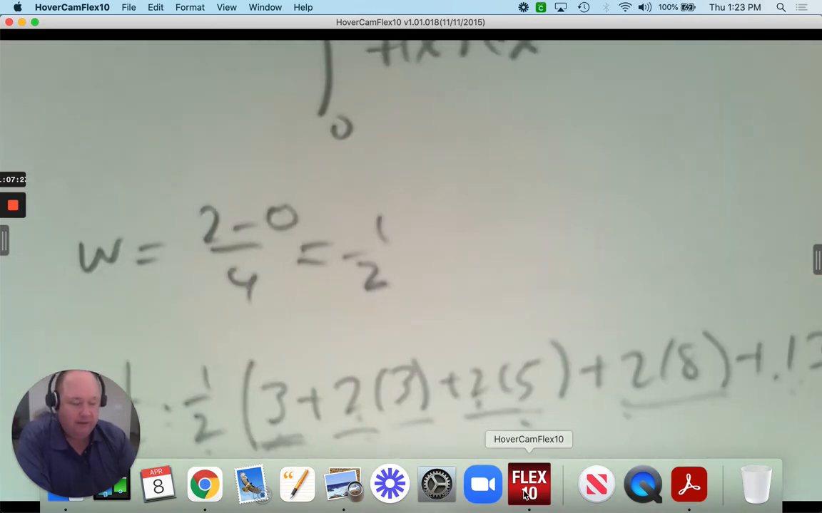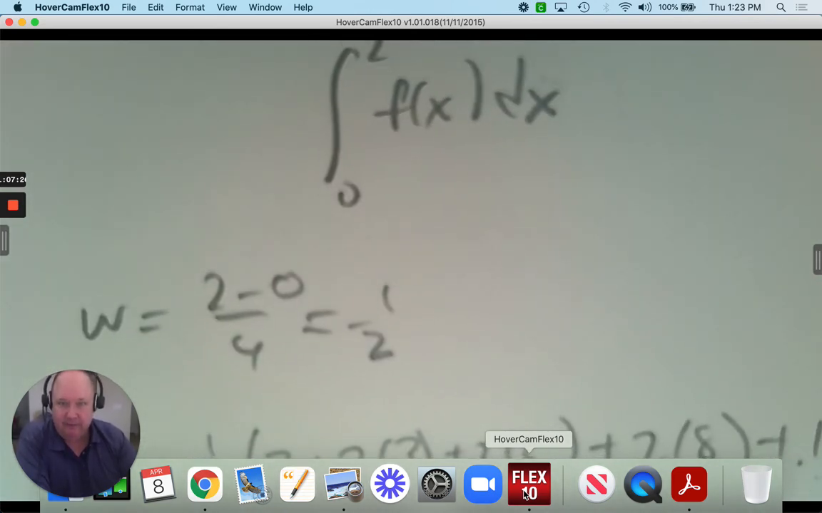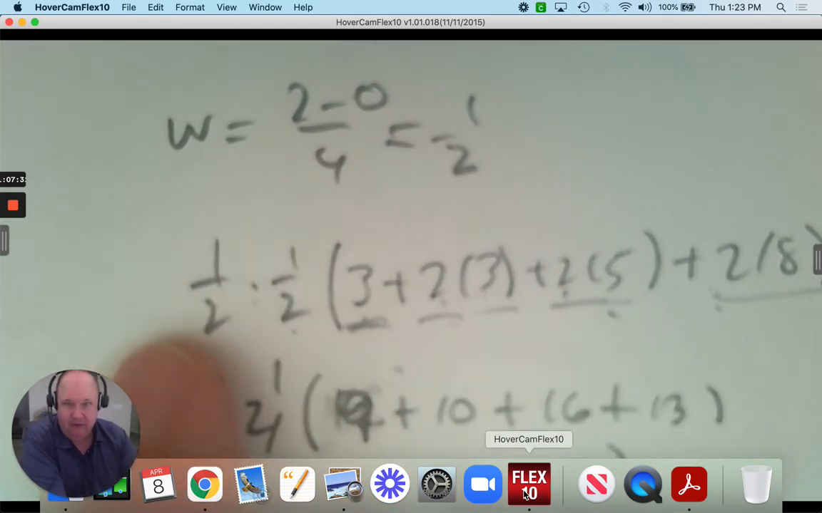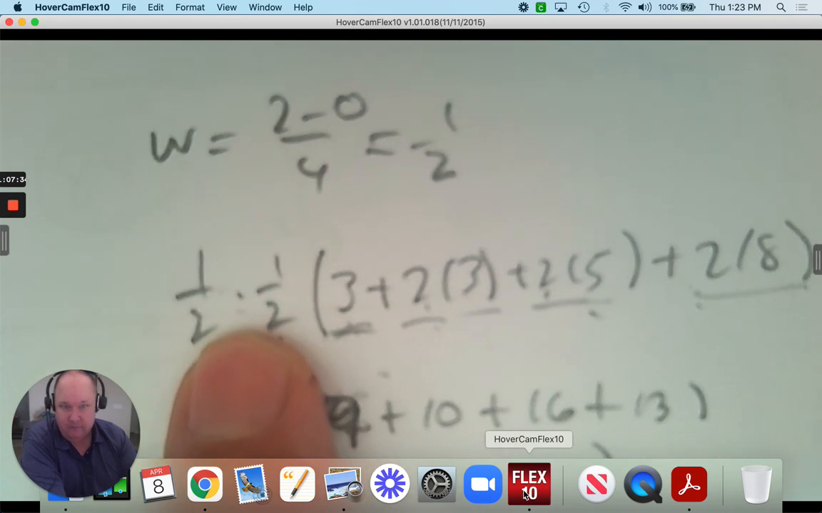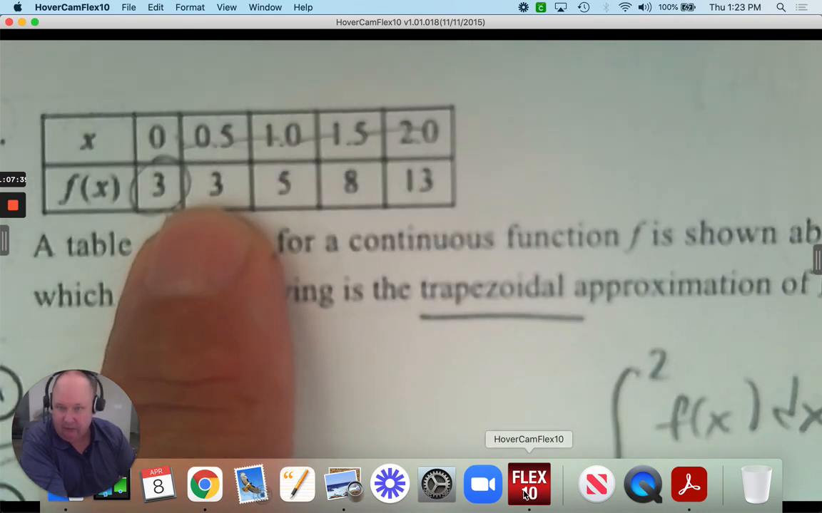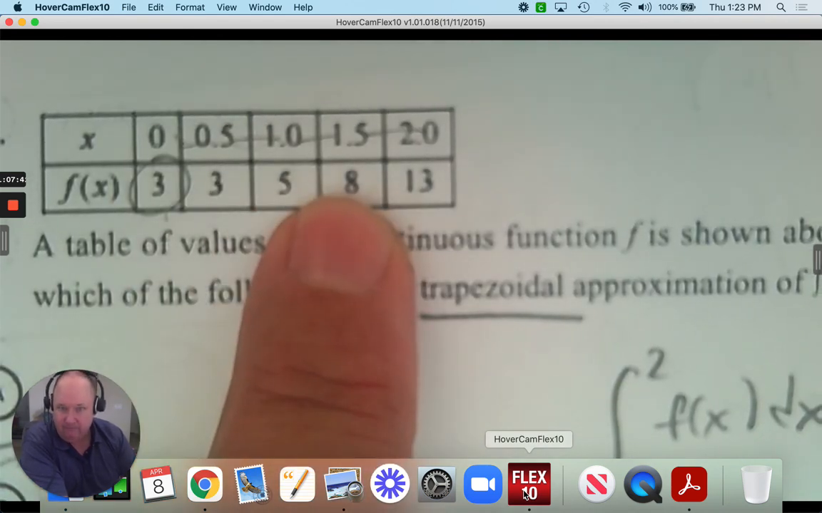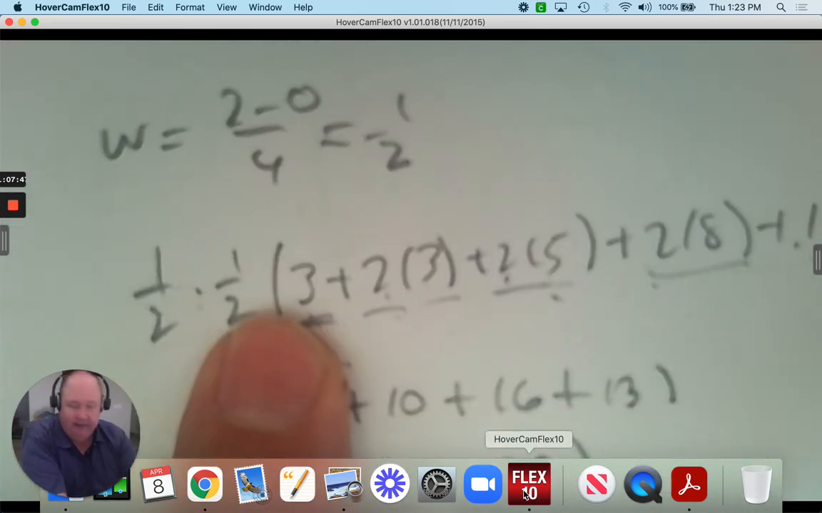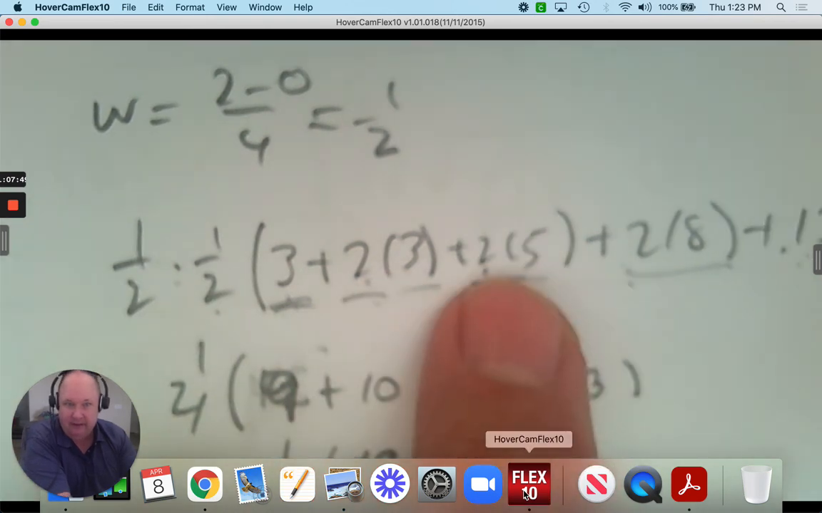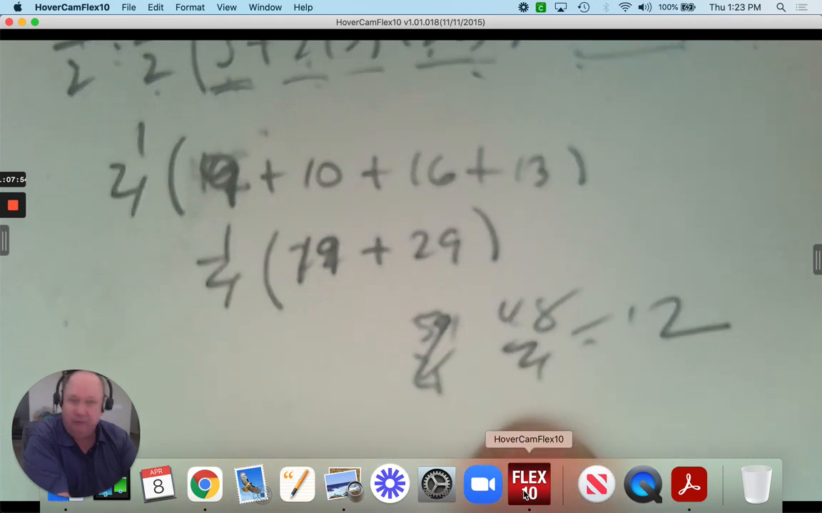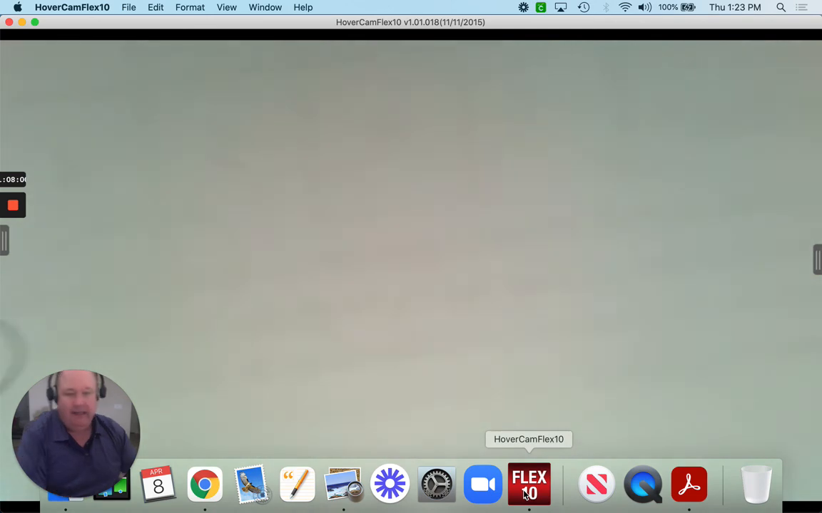So I'm going to go the top, subtract the bottom, and divide by 4. So the width of each trapezoid is a half. The formula is 1/2 times the width. And then the first height in the trapezoid is 3. And then you double, and then you double, and then you double, and then you don't double. That's the form for trapezoidal rule. So it's 1/2, 1/2. So take the first height, then you double the height, double the height, double the height, and then you don't double, and then you calculate it. You end up with 48 divided by 4, so the answer is 12. The answer is B.